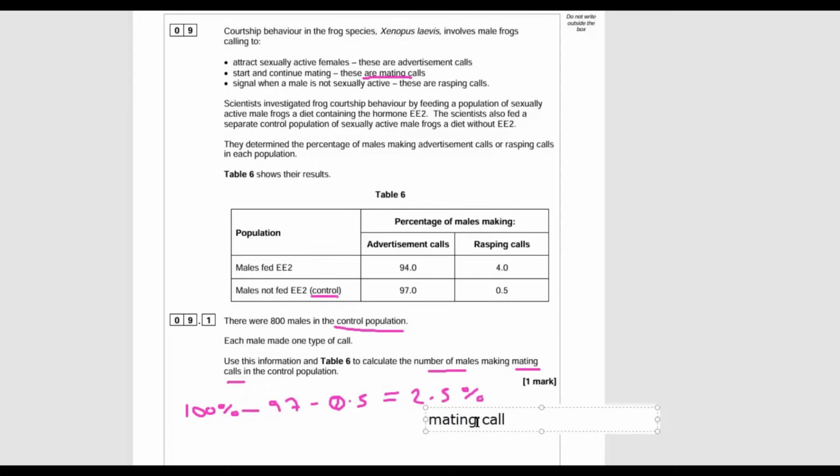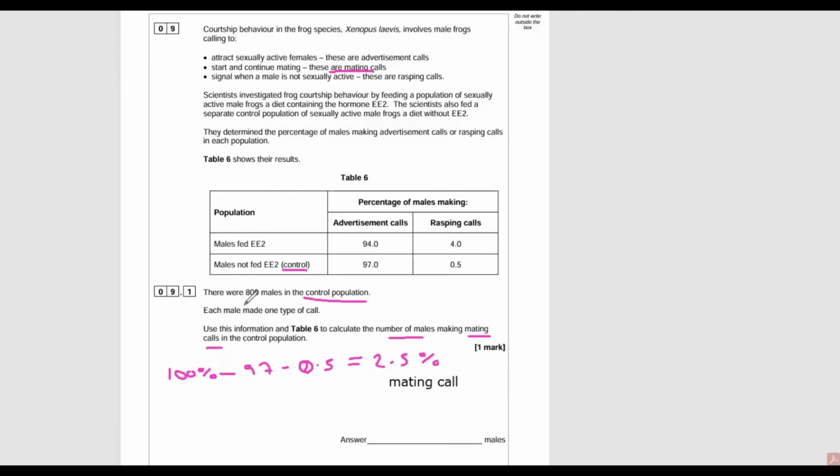We know the total population is 800. So how do we work out 2.5 of 800? You do 2.5 divided by 100. What's that? Oh gosh, I'm not even going to attempt. My maths is so bad. 2.5, just smash that in. I was going to say 0.025, but I'm probably out. So 2.5 divided by 100 equals 0.025, yeah, times 800, 20. So there's 20 little froggies that are either at the start of mating or during mating making those calls. Okay, that's going to get us a little tick. One of those beautiful maths questions.